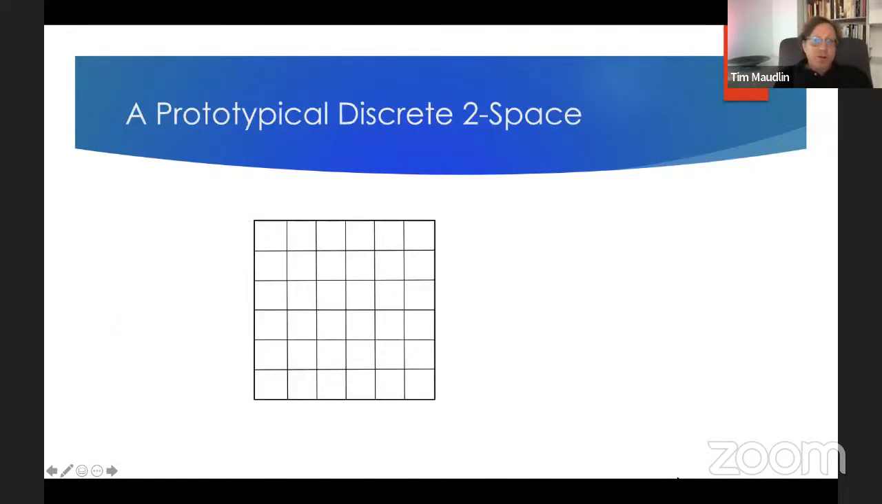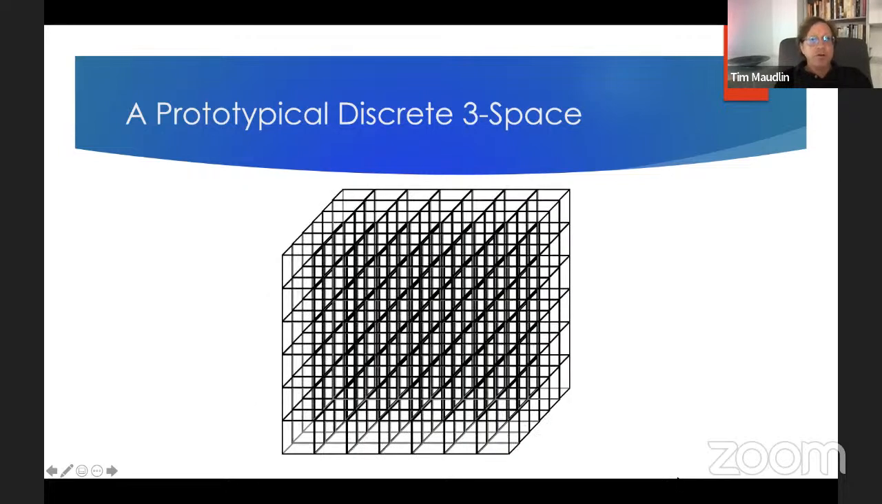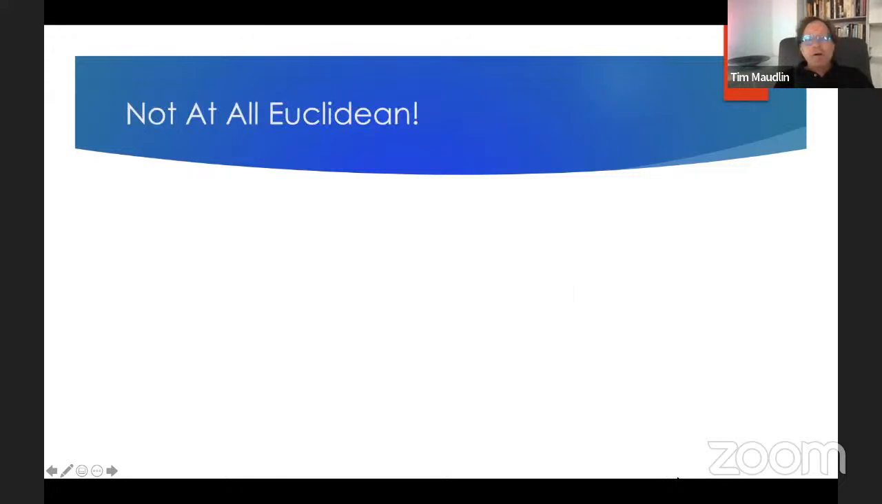Good. So here's a prototypical discrete 2-space. Each of the squares would be a 2-element. Each one is bounded by 4 1-elements, and each 1-element is bounded by a pair of 0 elements, which you can think of as the corners of the squares. And here's a prototypical discrete 3-space. We now have the 3-elements, which are the cubes, and they're bounded by the 2-elements and so on. So I take it everybody's following this. It's kind of trivial. It's not the only thing you could do, but it's a pretty straightforward, trivial thing to do. Good. First point, this is not Euclidean.